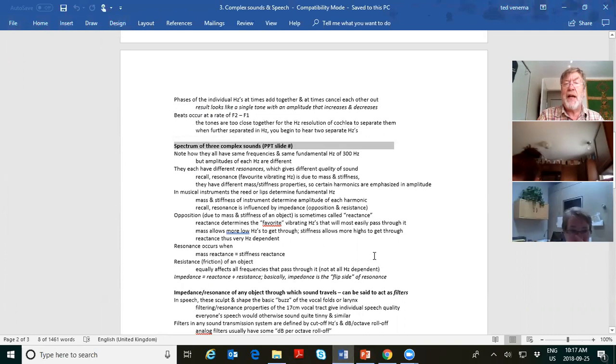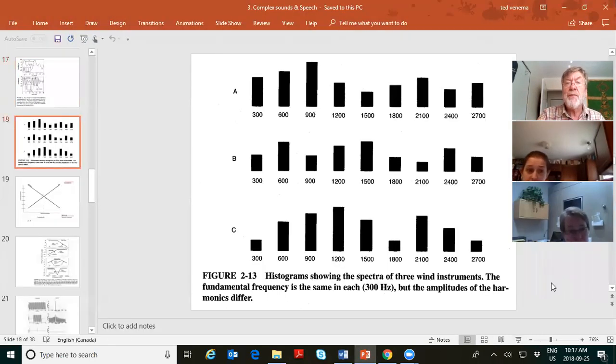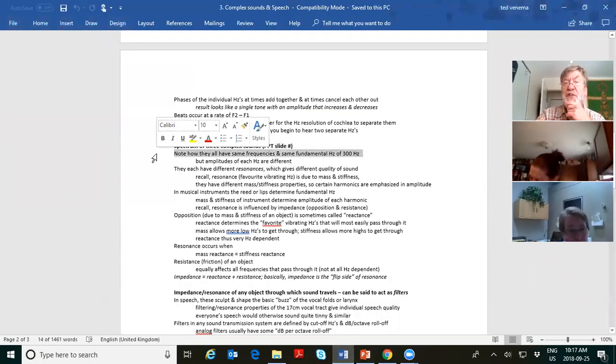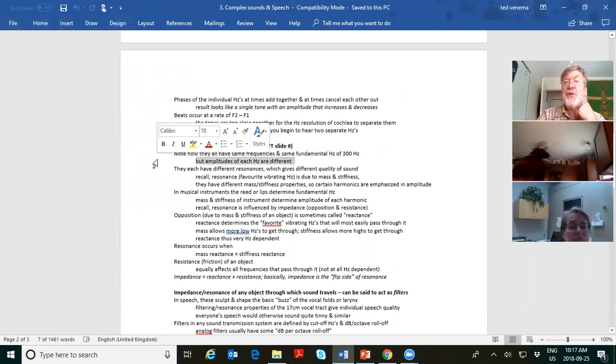Spectra of 3 complex sounds. This is what I showed you earlier, and now you're at this slide. In the notes, note how they all have the same frequencies, the same fundamental frequency of 300 hertz, but the amplitudes of each harmonic are different. They thus have different resonances, which gives a different quality of sound.